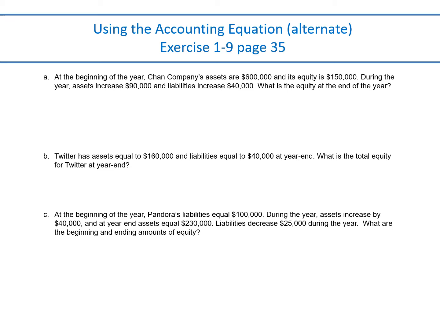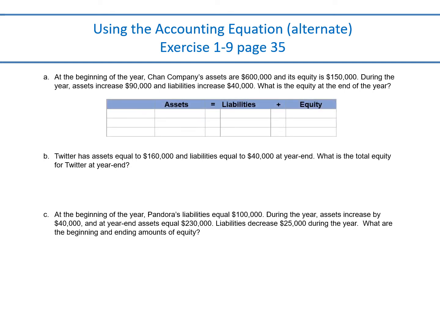Okay, so hopefully that didn't give you too much trouble and you were able to get through those questions relatively easily. So let's review. So at the beginning of the year, Shan Company's assets are $600,000, equity is $150,000. During the year, assets increased by 90, liabilities increased by 40. What's the equity at the end of the year?